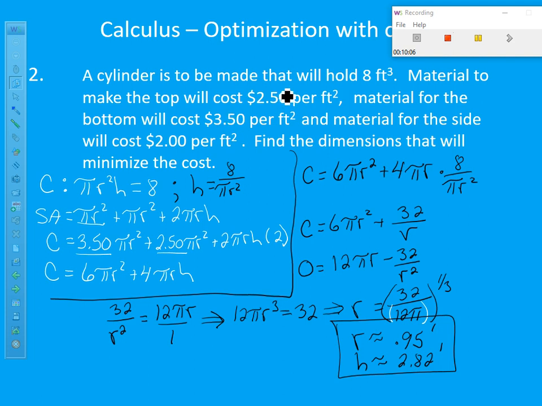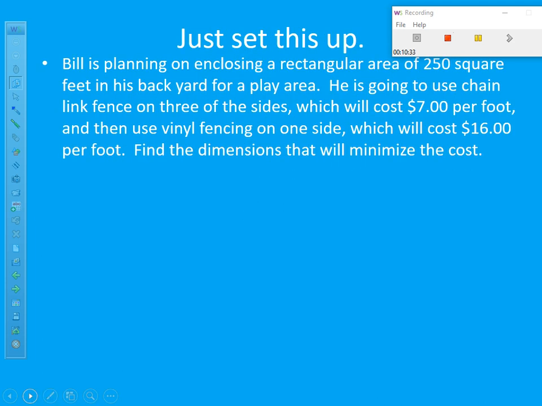Which, guys, if you think about this, those dimensions make sense. The top and bottom are expensive compared to the side. So I would have a smaller top and bottom, but a taller container, because that's where my lesser cost would be. So that makes sense to me. Now, if you ever need to find the cost, I would just take those numbers and plug in.